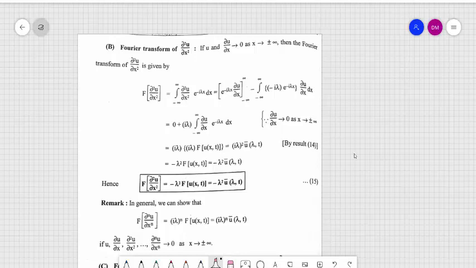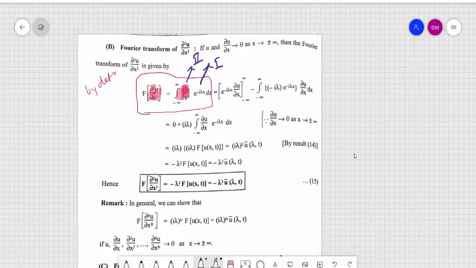So let us go step by step. Again, we use the definition here. The Fourier transform of this function is nothing but the integration from minus infinity to infinity of whatever is present in this square bracket. So use integration by parts. We have to choose this as the first function and this as the second function, u into v.